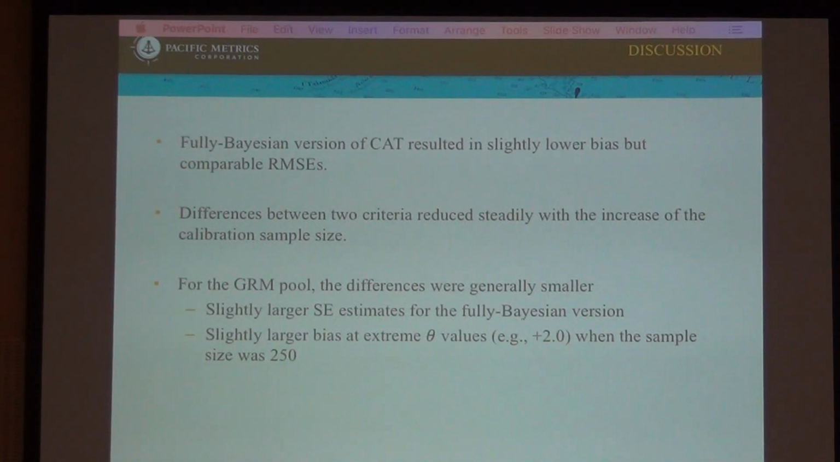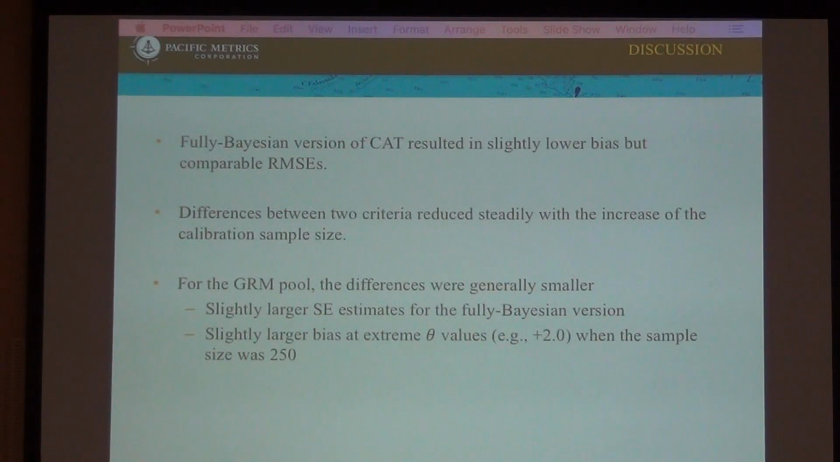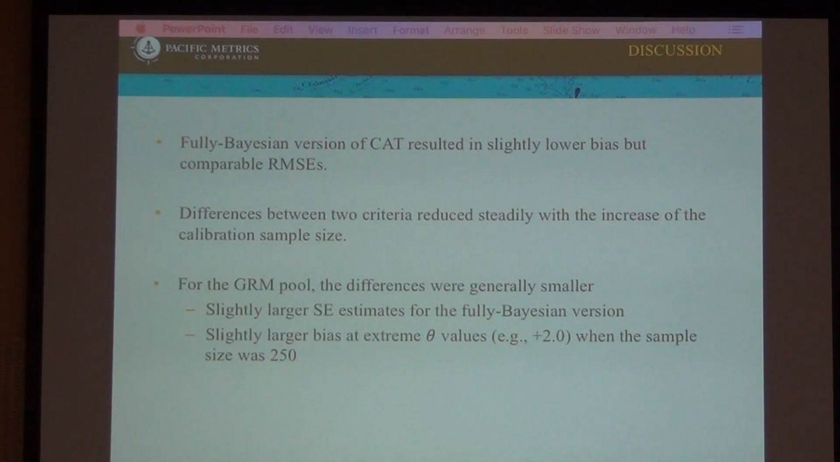And for the graded response model pool, the differences were generally smaller. Slightly larger SE estimates for the fully Bayesian version, and slightly large bias at extreme theta values when the sample size were small.